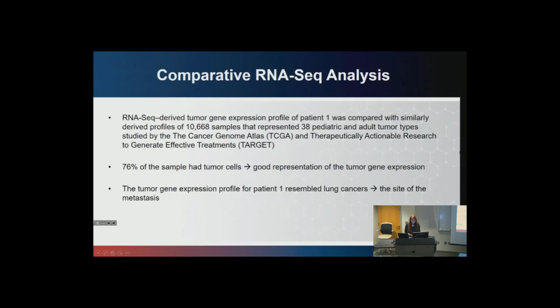So the RNA sequencing derived tumor gene expression profile of patient 1 was compared with similarly derived profiles of more than 10,000 samples that represented 38 pediatric and adult tumor types. And this was studied by the Cancer Genome Atlas and therapeutically actionable research to generate effective treatment. When the pathologist looked at the sample of the tumor, 76% of the sample had tumor cells. So it was a good representation of what the tumor was basically composed of. The tumor gene expression for patient 1 resembled lung cancers, which was the site of metastasis for this patient.